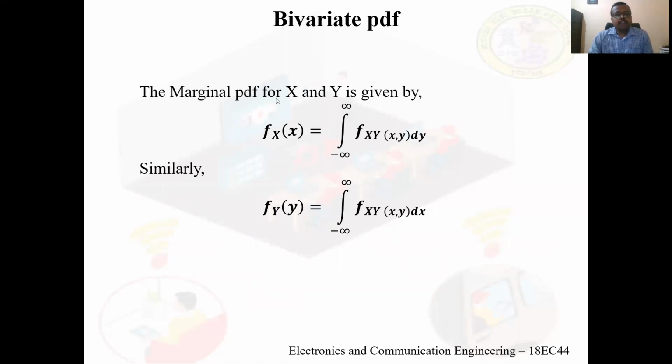The marginal PDF for x and y is given as f_X(x) is equal to the integration from minus infinity to infinity of f_XY(x, y) dy. Similarly, what is the marginal PDF for random variable y? f_Y(y) is equal to the integration from minus infinity to infinity of f_XY(x, y) dx.